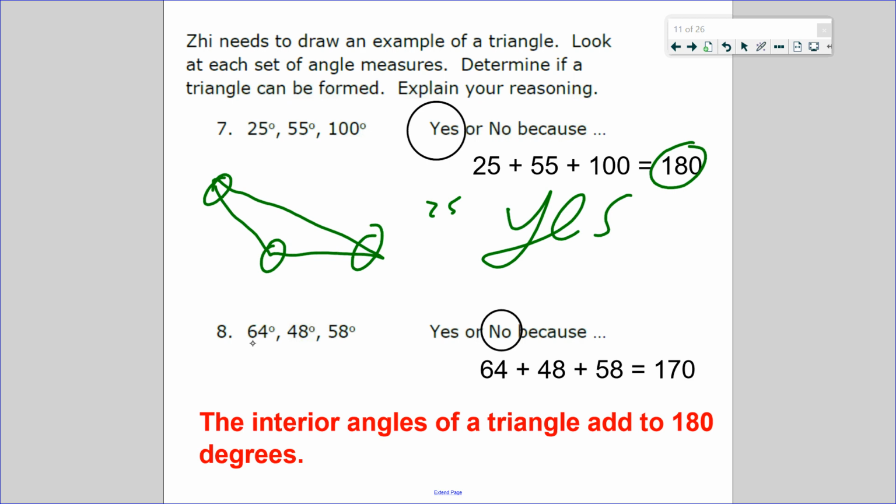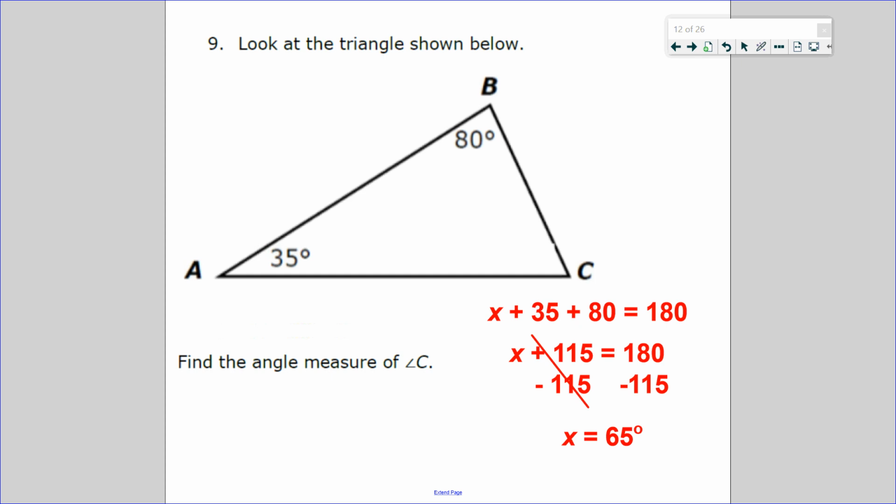Number 8, 64 plus 48 plus 58. If I add up these three angles, it adds up to 170. Will that make a triangle? No way. It is 10 less than it should be. Because I remember, the interior angles of a triangle should add up to 180. Now that you understand the history of it, you can answer a question like this.